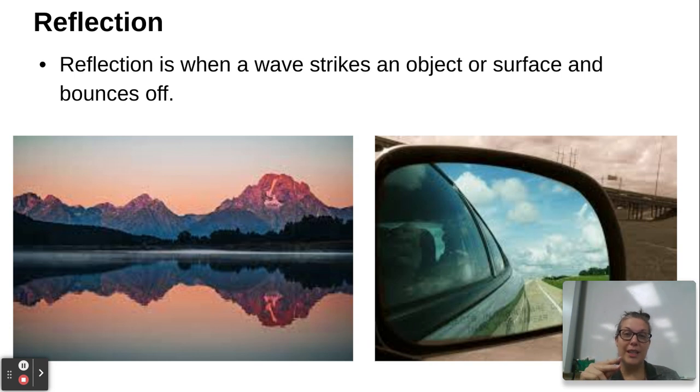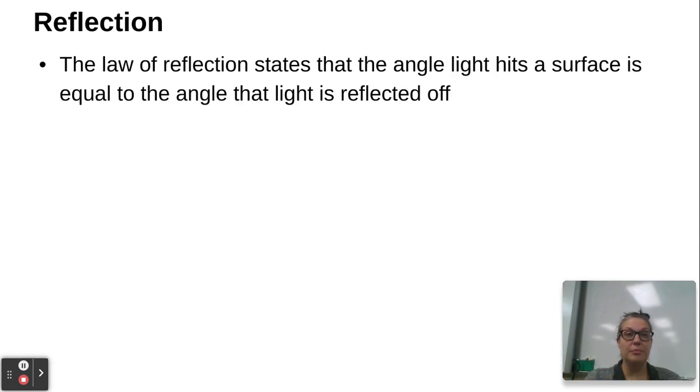So there's two different ways that we know light can behave. One is reflection, and that's when a wave strikes an object or a surface and it bounces off. A mirror. When you're looking in a mirror, you see your reflection. That's what's happening with the light. The light is striking the mirror, bouncing off, going towards your face, bouncing off of your face, going back towards the mirror. It's continuing to move between you and the mirror and allowing you to see it. Same with this beautiful image, the mountain and the lake. That surface is smooth enough that it's allowing that reflection.